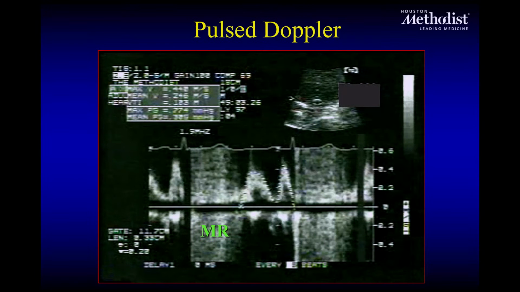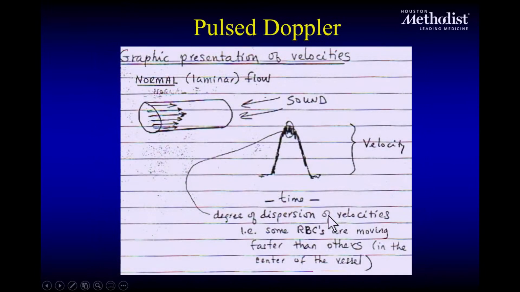But if the velocity is much higher than my pulse repetition frequency, what will happen is you'll have aliasing, and this is mitral regurgitation as opposed to mitral inflow, and you'll have this spectral broadening throughout here that you're not going to be able to tell what it is.